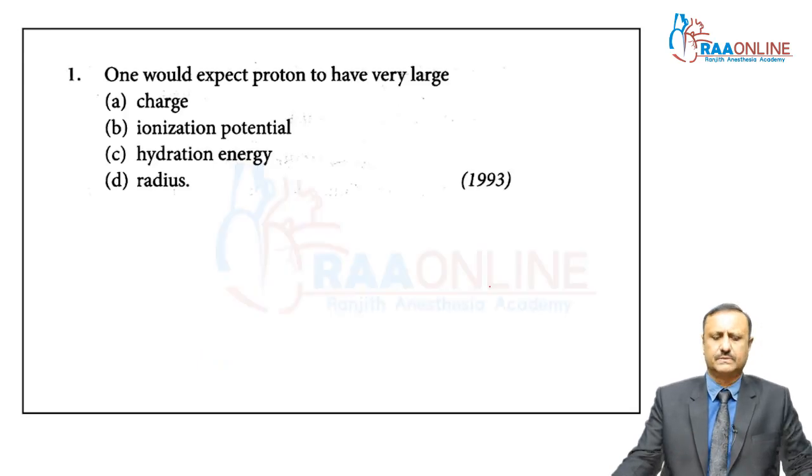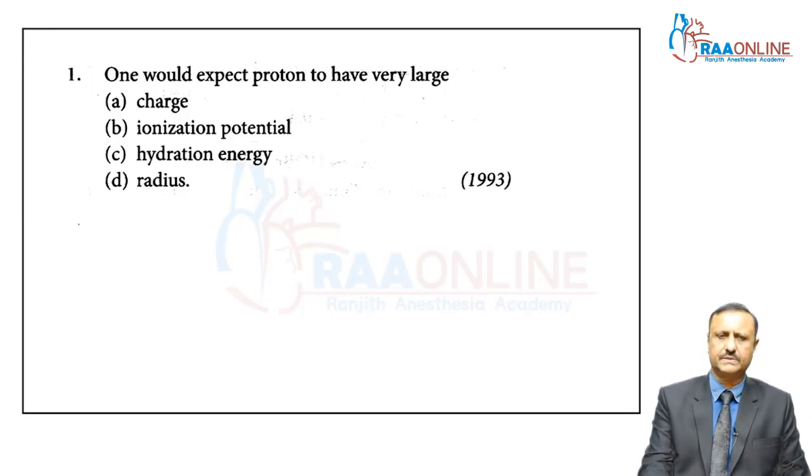Now my dear students, we can go to question number 1. Question number 1: one would expect proton to have very large... Proton is very large. What is the concept of this question, my dear students? The concept of this question: in H plus ions, 1 electron and 1 proton are present in this hydrogen atom. This is the hydrogen atom in which 1 electron and 1 proton are present.